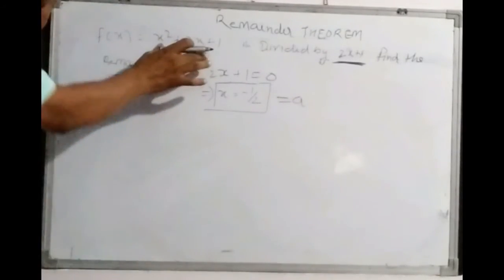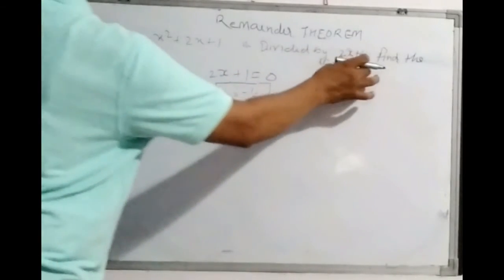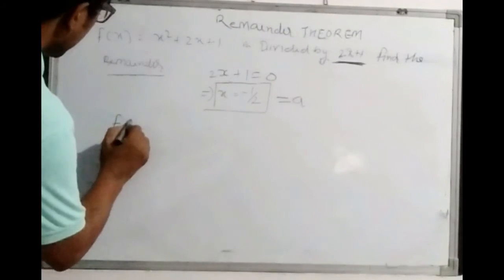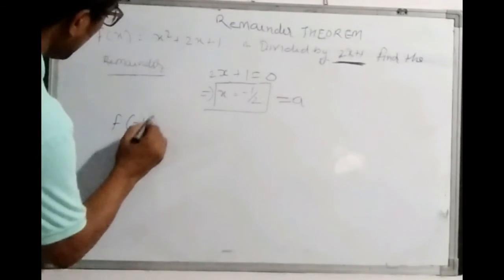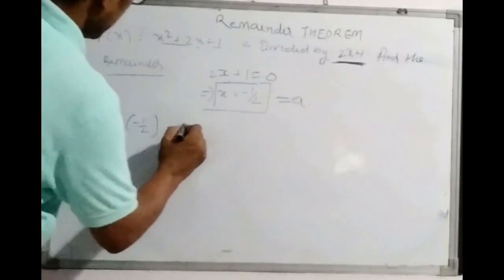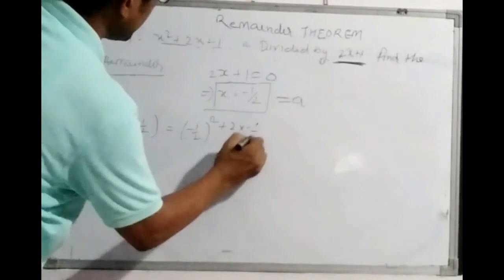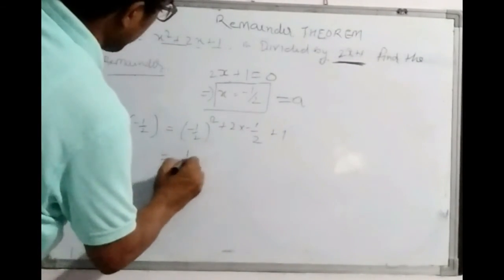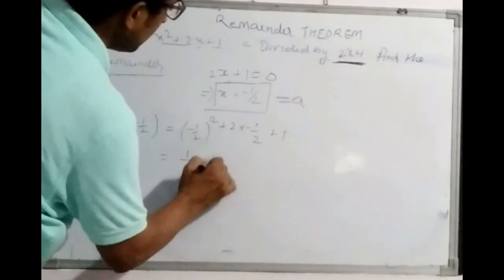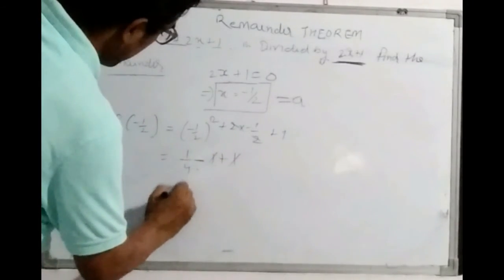सो रिमाइंडर ऑफ दिस x स्क्वायर प्लस 2x प्लस 1 divided by 2x plus 1 is f of a. So f of a is what? f of minus 1 by 2. So find the f of minus 1 by 2. What will it be? Minus 1 by 2 का square plus 2 multiplied by minus 1 upon 2 plus 1. So 1 by 4 plus minus 1, 2 से 2 कैंसिल आउट हो जाएगा, प्लस 1. So remainder is equal to 1 by 4.